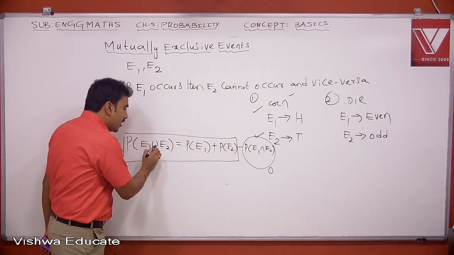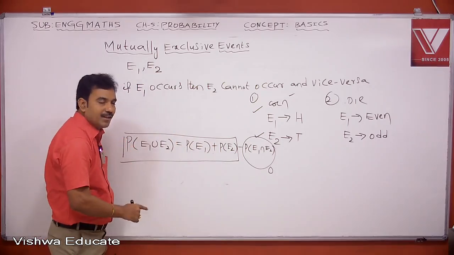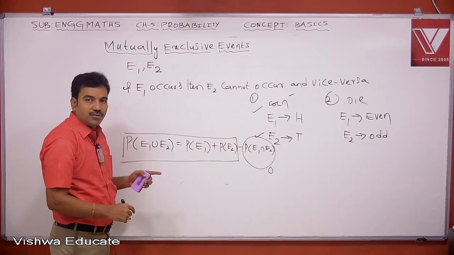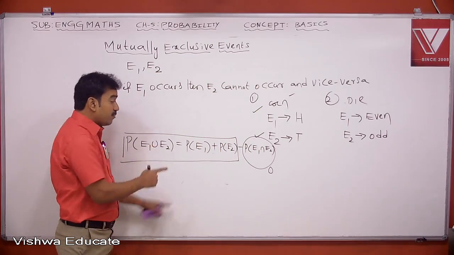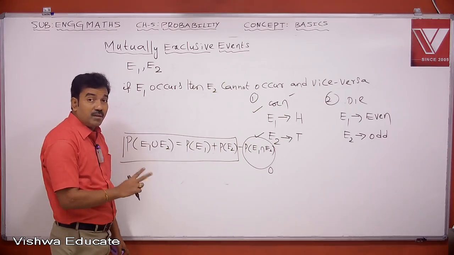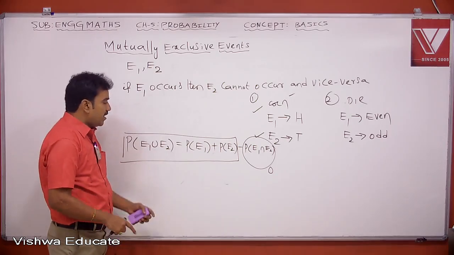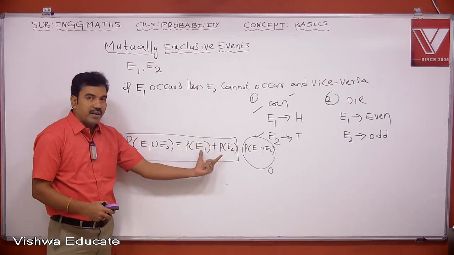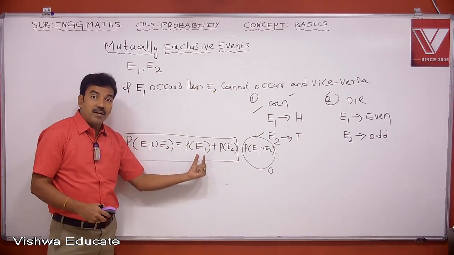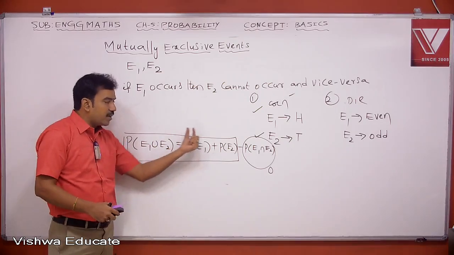That means this union is replaced by plus. So union is becoming plus in case of mutually exclusive. Intersection is becoming dot in case of independent events. These two are very, very important points. Try to understand. In case of mutually exclusive events, union becomes plus. In case of independent events, this intersection becomes dot.